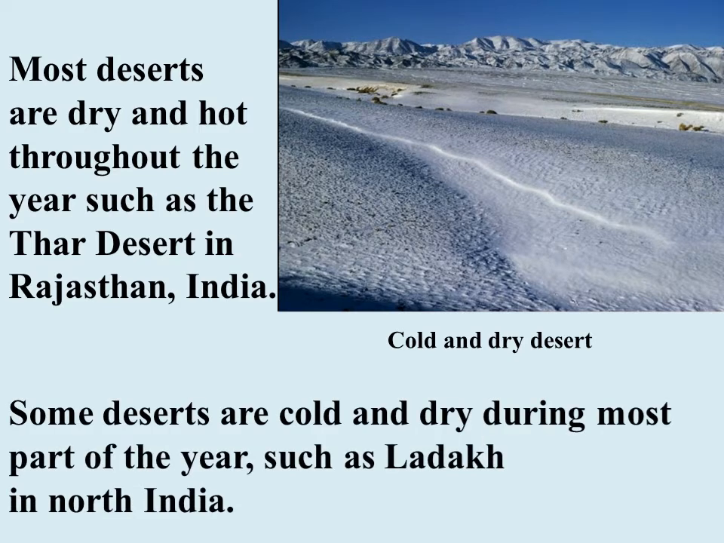Some deserts are cold and dry during most part of the year, such as Ladakh in North India. In Ladakh, there is a cold and dry desert because the area is covered with ice throughout the year, and because of the ice covering, no vegetation can grow.